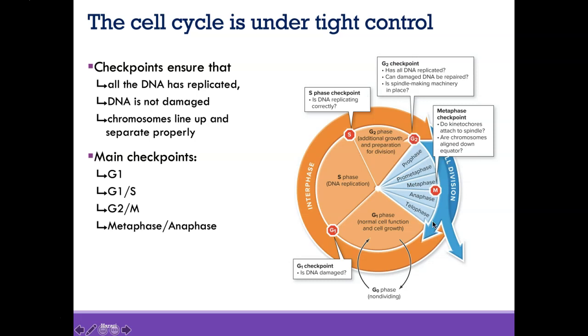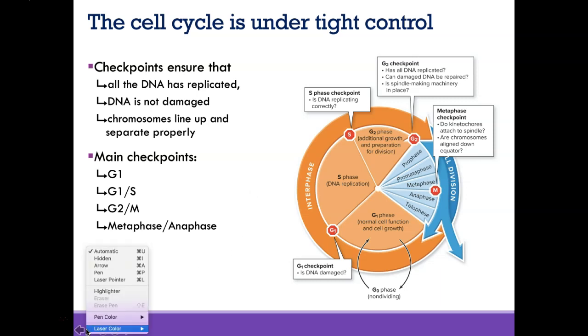And within mitosis, there's a checkpoint at metaphase that asks, do all kinetochores attach to the mitotic spindle? And are the chromosomes aligned down the equator of the cell? That's very important. If not all the chromosomes are attached to the microtubules, then there won't be equal division of the chromosomes.